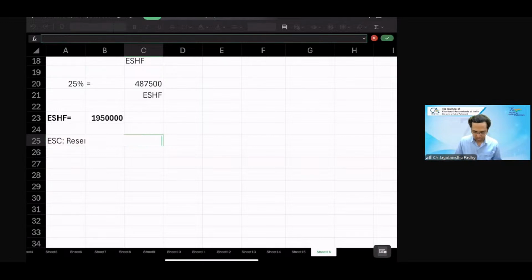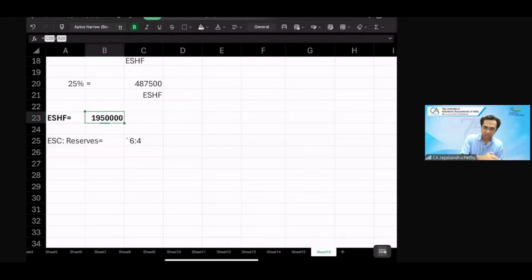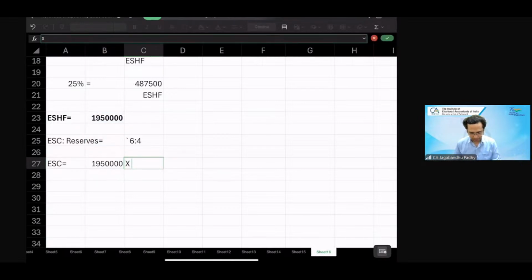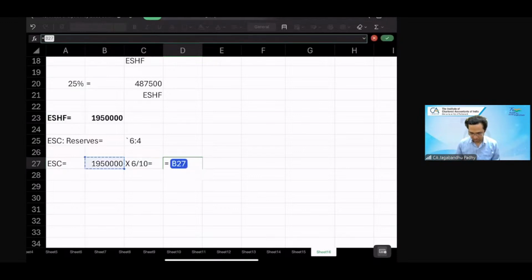Some disadvantage of using Excel, it always takes some format of its own. So equity share capital to reserves is 6:4. Now this 19,50,000 has to be split into two parts: equity share capital and reserves. Can you tell me what will be the amount of equity share capital? It will be 19,50,000 multiplied by what? Can I say 6 divided by 10? So this is 19,50,000 into 6 divided by 10.